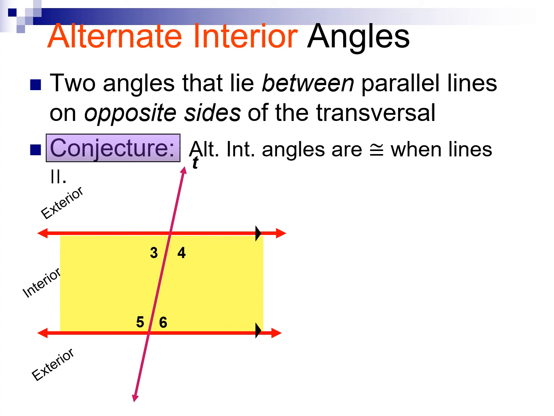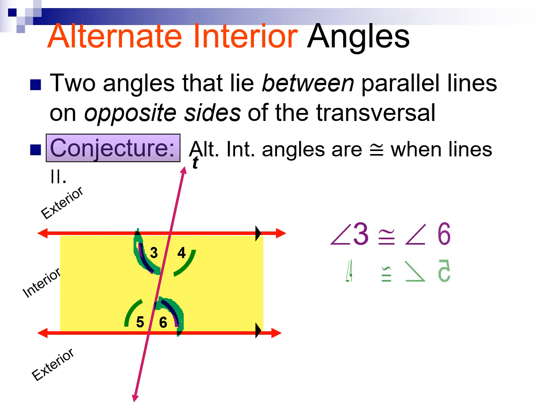Alternate means to switch back and forth. So it's not going to be a left and a right. That's supplementary, right? Those are supplementary. We're doing one from one group and one from another. We're going to do a left and a right like that. Alternate interior. One's on the left, one's on the right. They kind of flip across that line to the other side. All right? 3 and 6 are alternate interior. 4 and 5 are alternate interior.